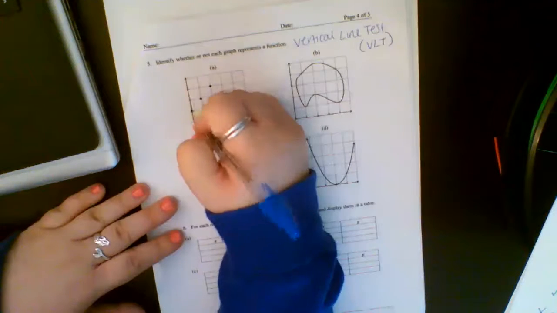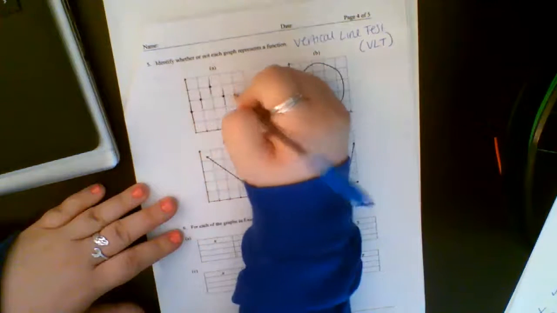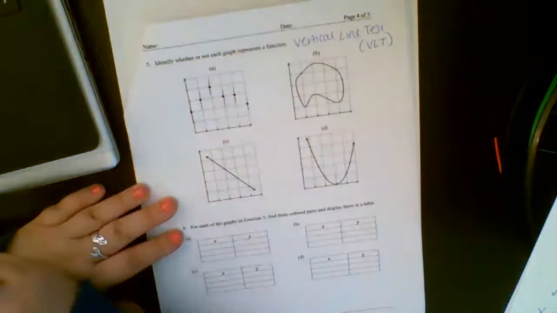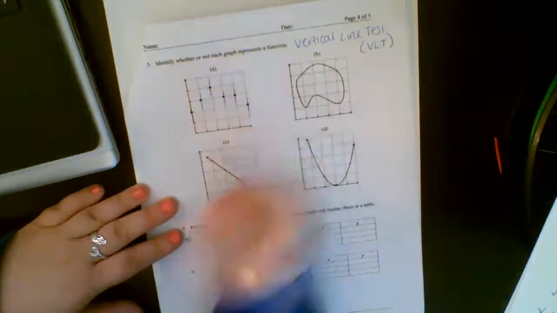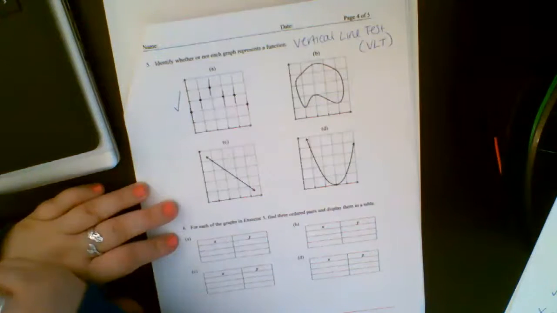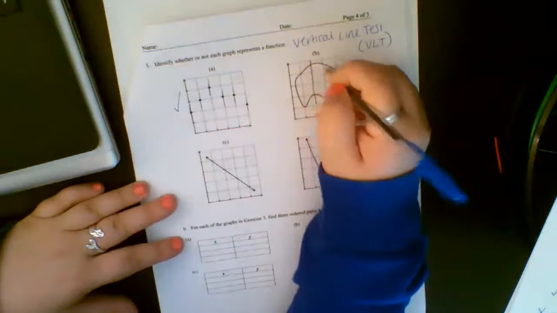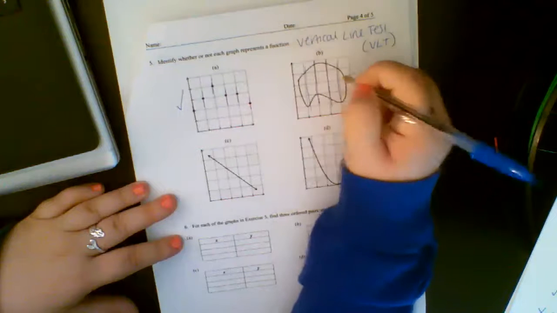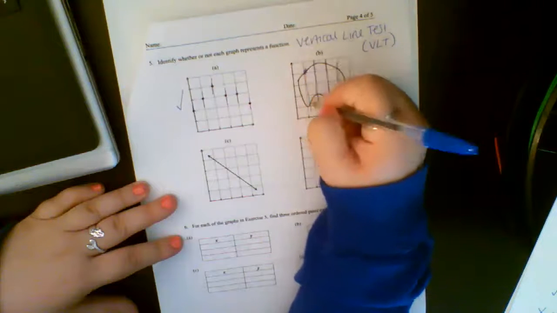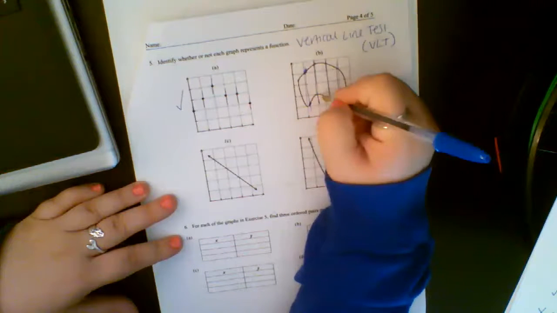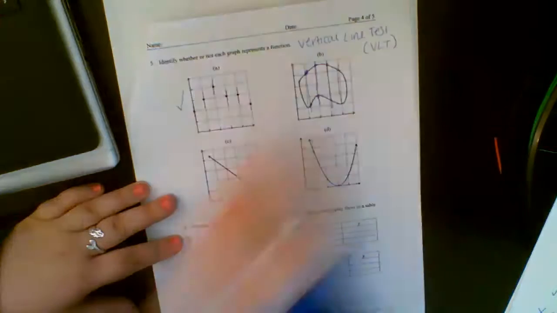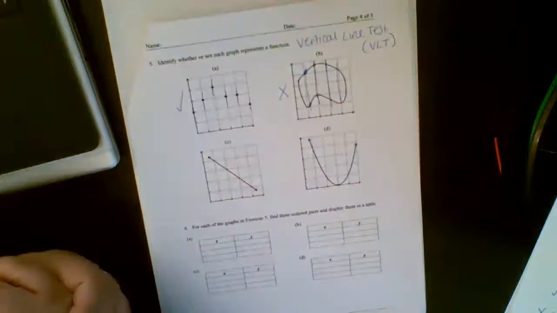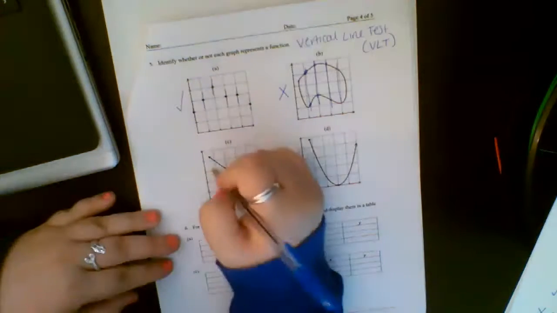So looking at letter A, all of these points are only 1 point. There's no point above or below any of these 6 points. So letter A is going to be a function by the vertical line test. Letter B, if I draw a vertical line anywhere in letter B except for like right here, it's going to pass through 2 points. 1, 2, 1, 2, etc. all the way across. So letter B is not going to be a function because of the vertical line test.